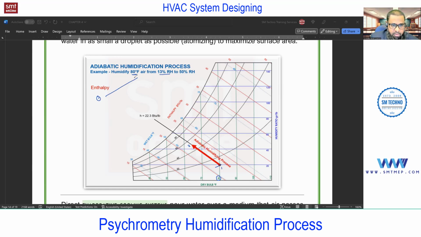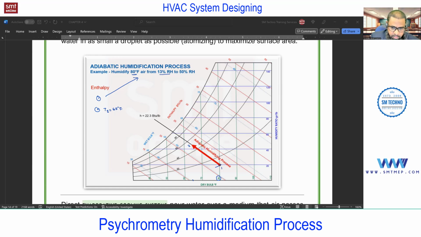Anyhow, you can relate the point 1 condition here. Then the point 2 condition, T2. T2 I can consider 65. Sorry, T2, right? Point 2 means T2 is 65 degree Fahrenheit.